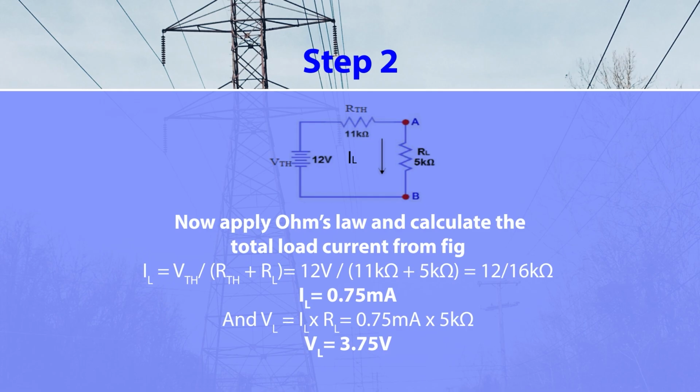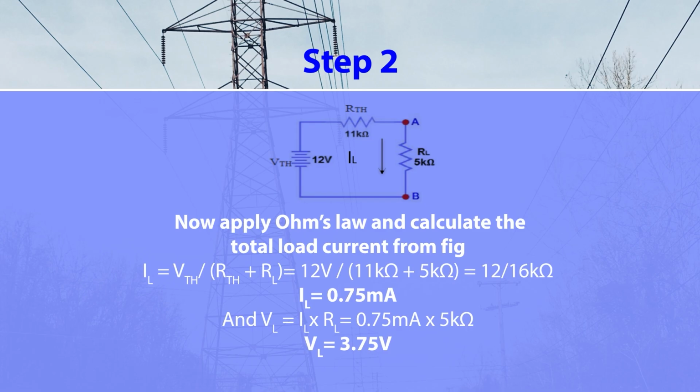Now you apply the Ohm's law and calculate the total load current. So this IL can be calculated as VTH upon RTH plus RL. Because two resistors are connected in series, so simply you have to add this RTH and RL. And what is the Thevenin voltage? 12 volt divided by RTH is 11 kilo ohm and RL is 5 kilo ohm. So it is 12 volt divided by 16 kilo ohm. So this value of load current comes 0.75 milliampere. So you have calculated the load current.